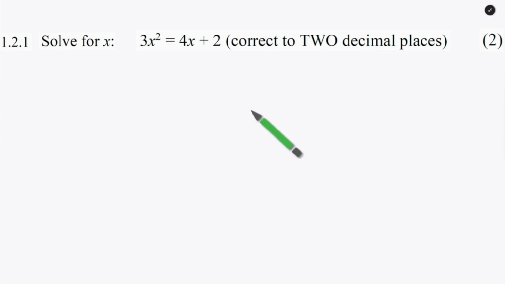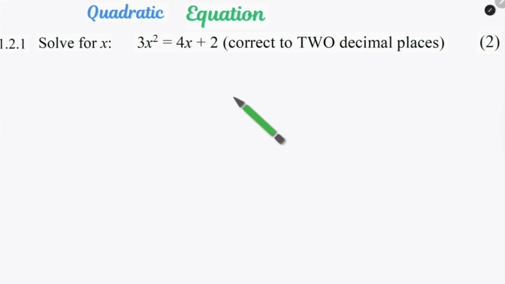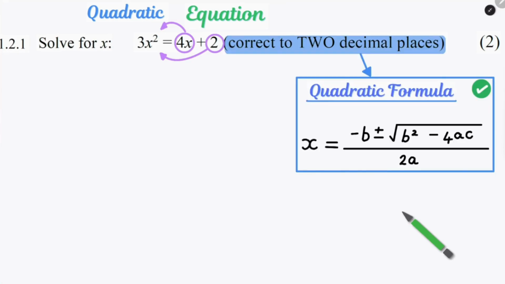Coming up next, we have a pretty stock standard quadratic equation. And with the quadratic equation, I want to get standard form. So we're just going to move the 4x over to the other side as well as the 2. And you see that correct to 2 decimal places over here? That's a massive clue. It's telling you to use the quadratic formula.